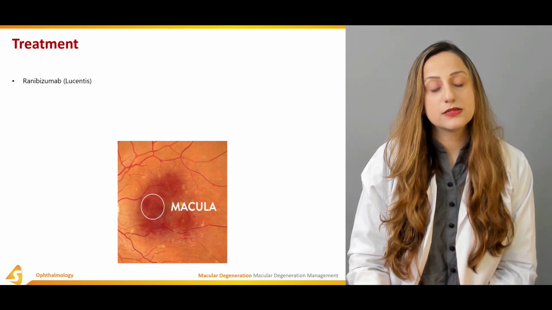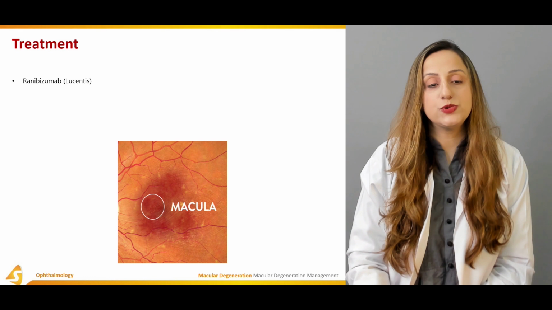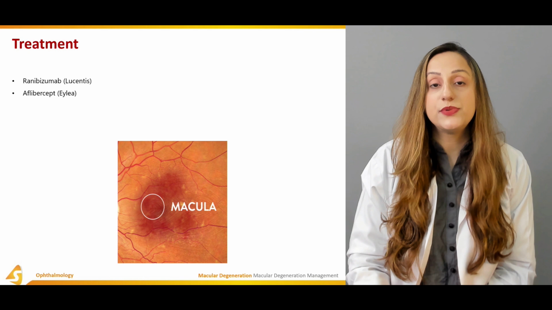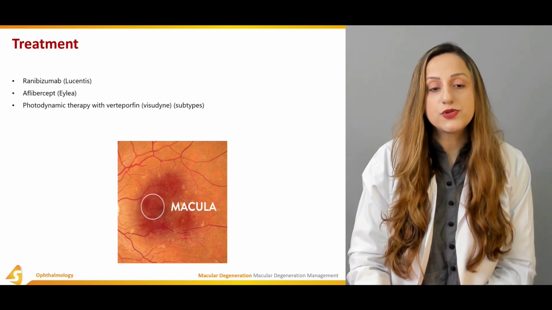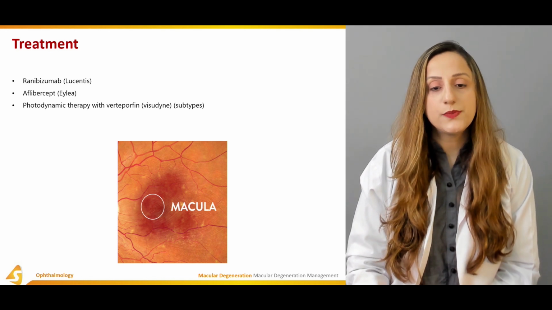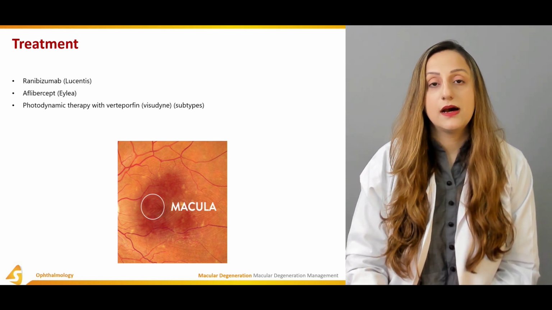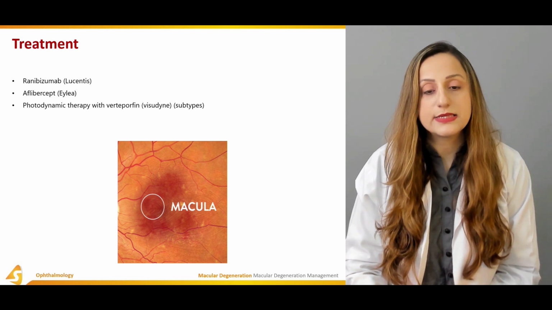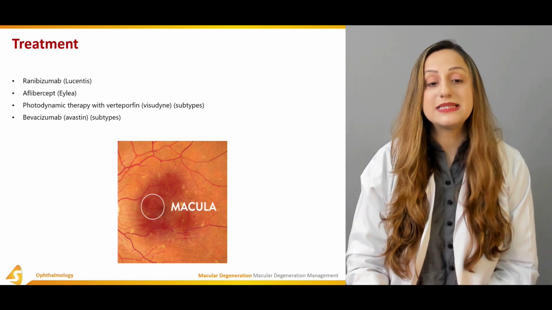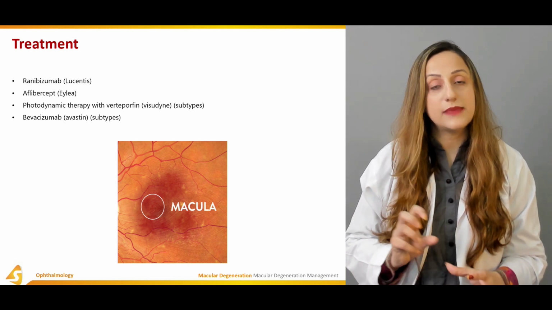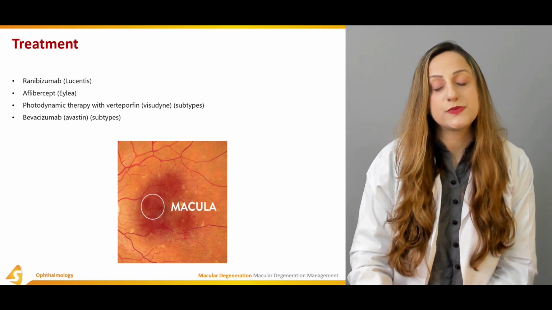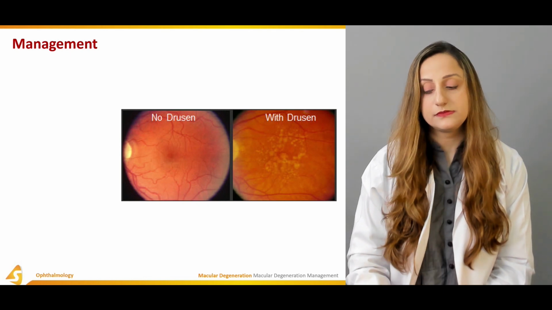So the treatment, the drugs that are being used these days are ranibizumab, and then we have aflibercept. So these are some of the drugs. Then we have the photodynamic or some sort of laser therapies with verteporfin, that is pharmaceutically known as Visudyne. Subtypes are being used, and then we have bevacizumab, that is Avastin. The active ingredient over here is Avastin, and the subtypes are also being used for the treatment of macular degeneration.